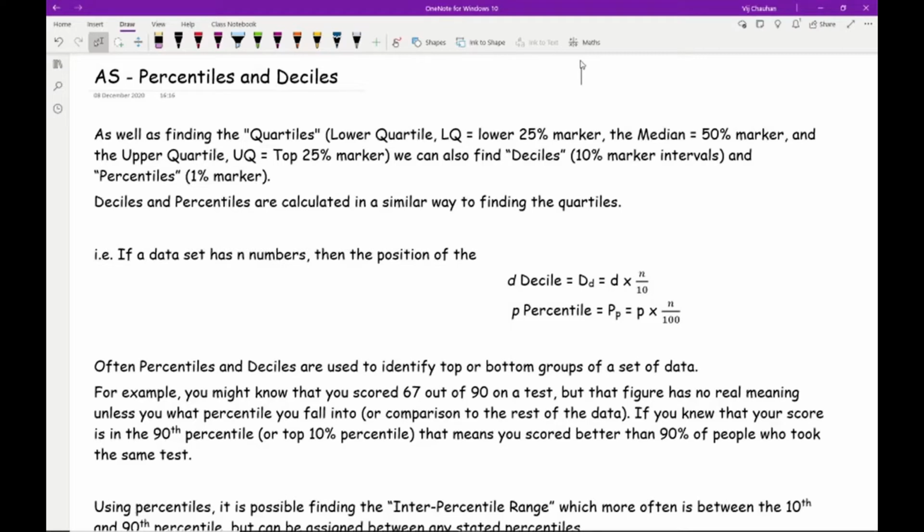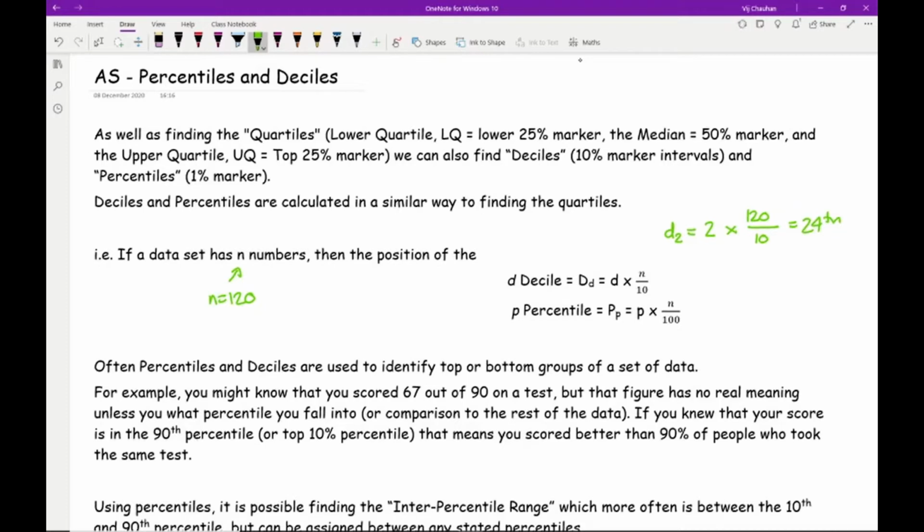So to put that in context of an example, let's say we had n equals 120 and I wanted to work out what the second decile is going to be, which is basically the 20th percentile. So what I would do is 2, because it's the second decile that I'm wanting, times the total data set divided by 10, which would give me 24. So the 24th number in the dataset of 120 would represent my second decile.